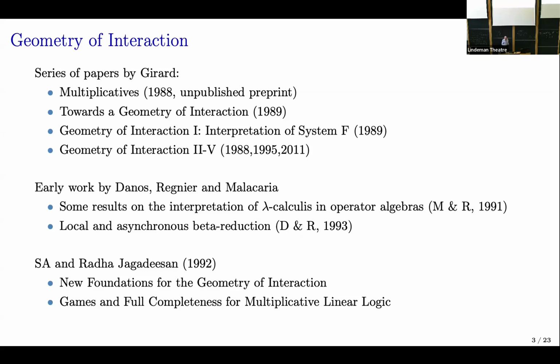So this first thing was in work with Radha Jagadeesan, who had just joined me as a postdoc at Imperial College at the time. And it led to this paper on new foundations for the geometry of interaction, which was based, quite unlike Girard, who was using operator algebras, on domain theory and fixed points, traditional tools from denotational semantics. Then in the work that I did with Radha, which Rick actually just mentioned, on games and full completeness for multiplicative linear logic, in the course of doing that, we realized what the original construction of Girard actually was. And it now became clear to us.